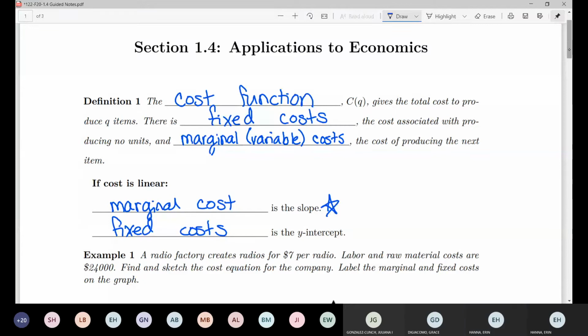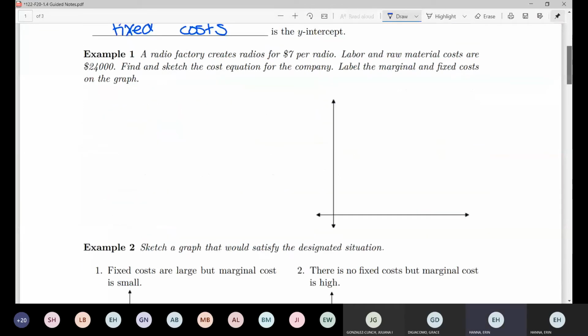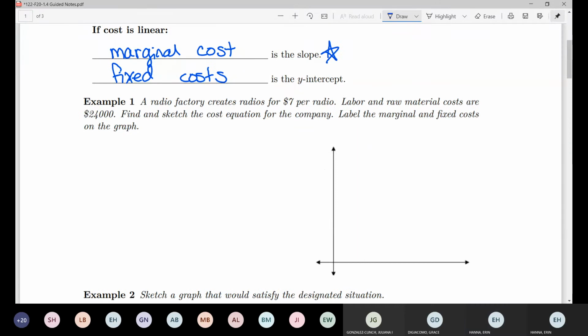So let me leave that up just in case. So let's say a radio factory creates radios for $7 per radio. So that's saying that it's costing them $7 to make the radio. It's not that they're selling it for that much. Labor and raw materials costs are $24,000. Find and sketch the cost equation for the company. Label the marginal and fixed costs on the graph.